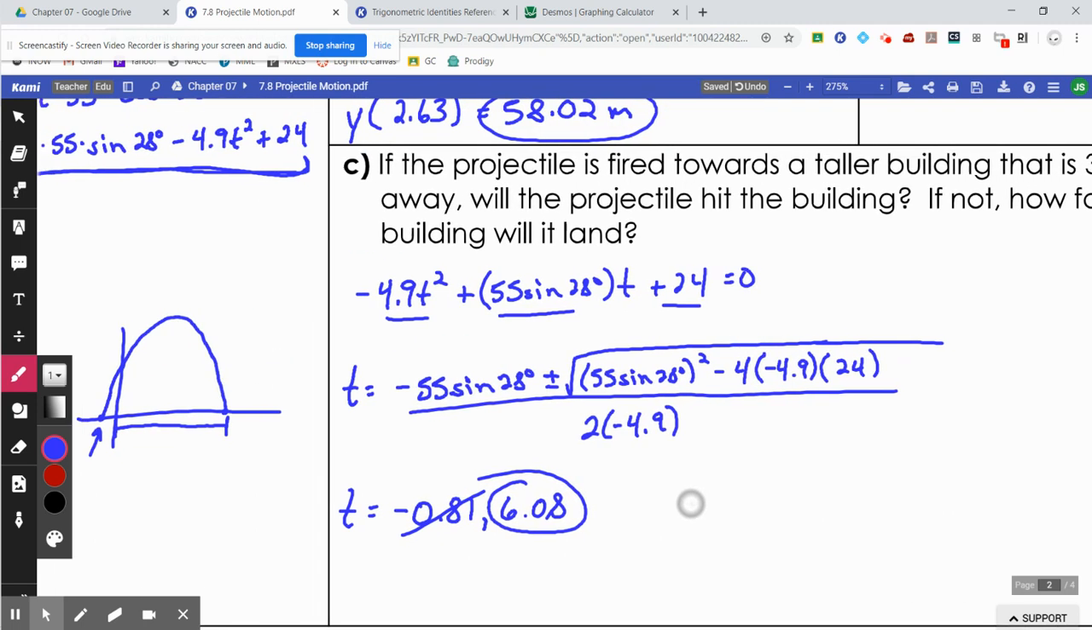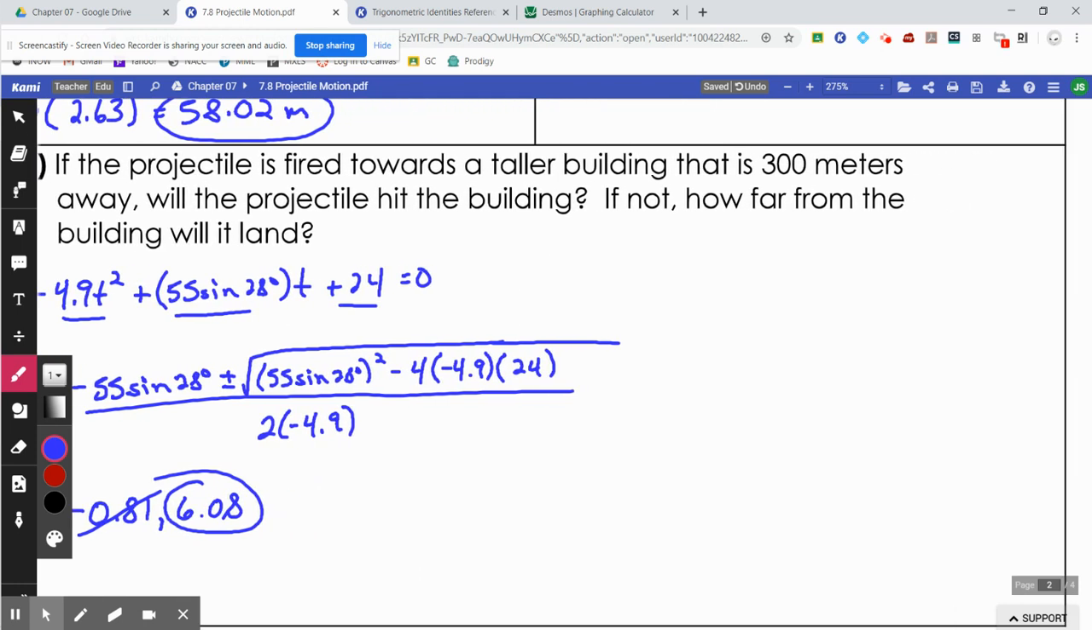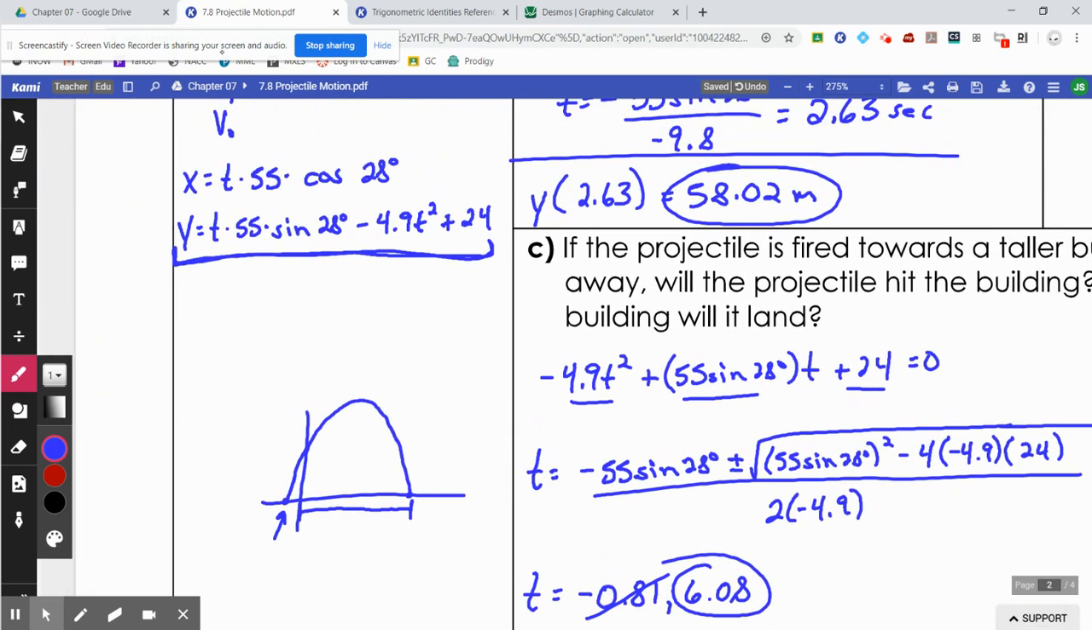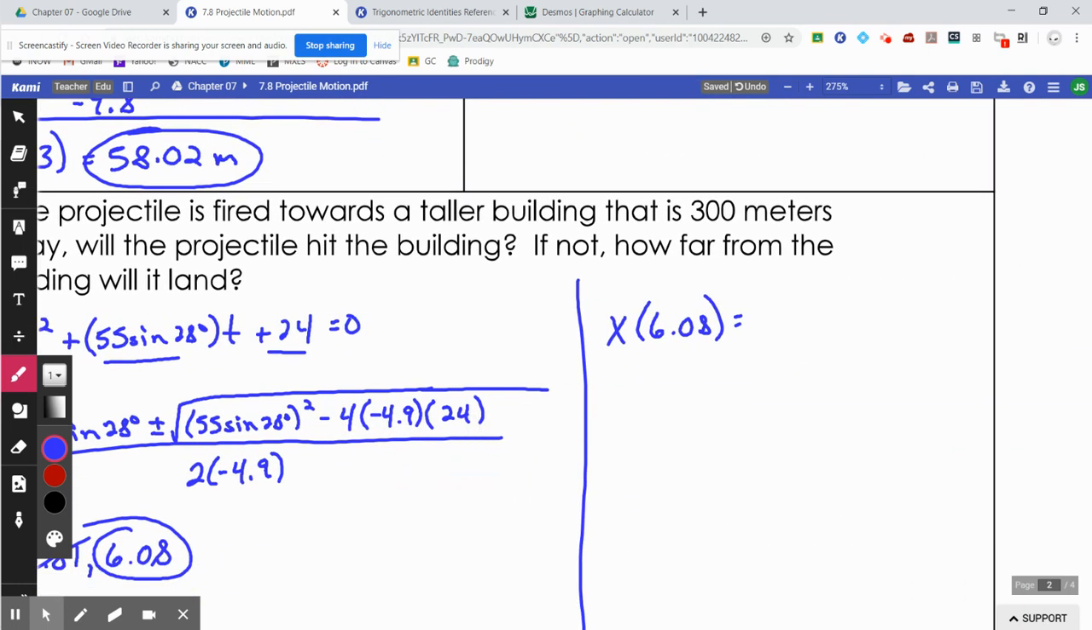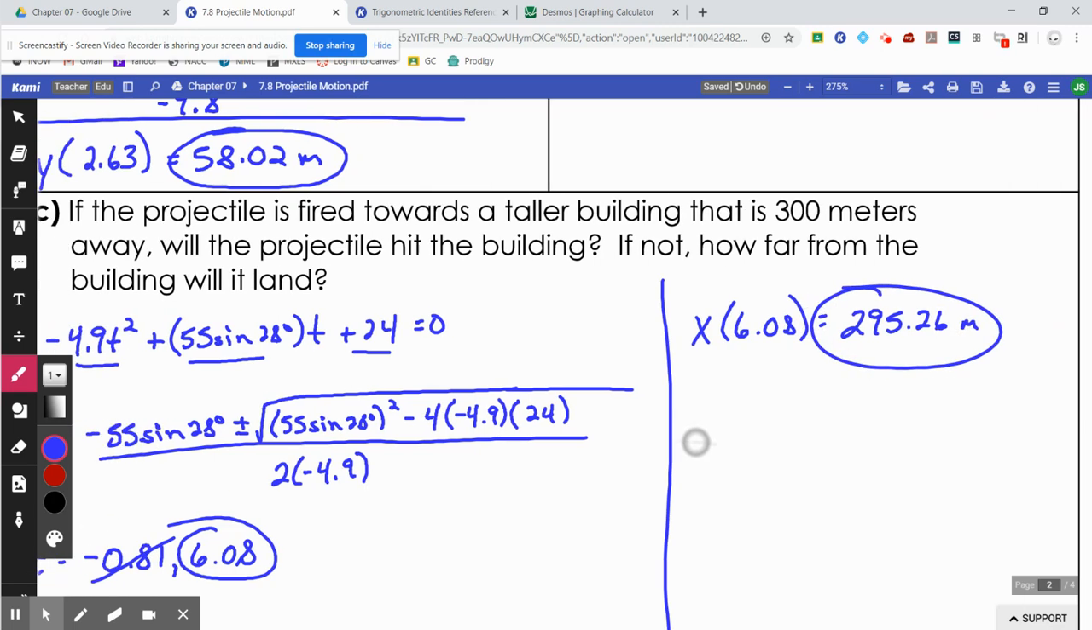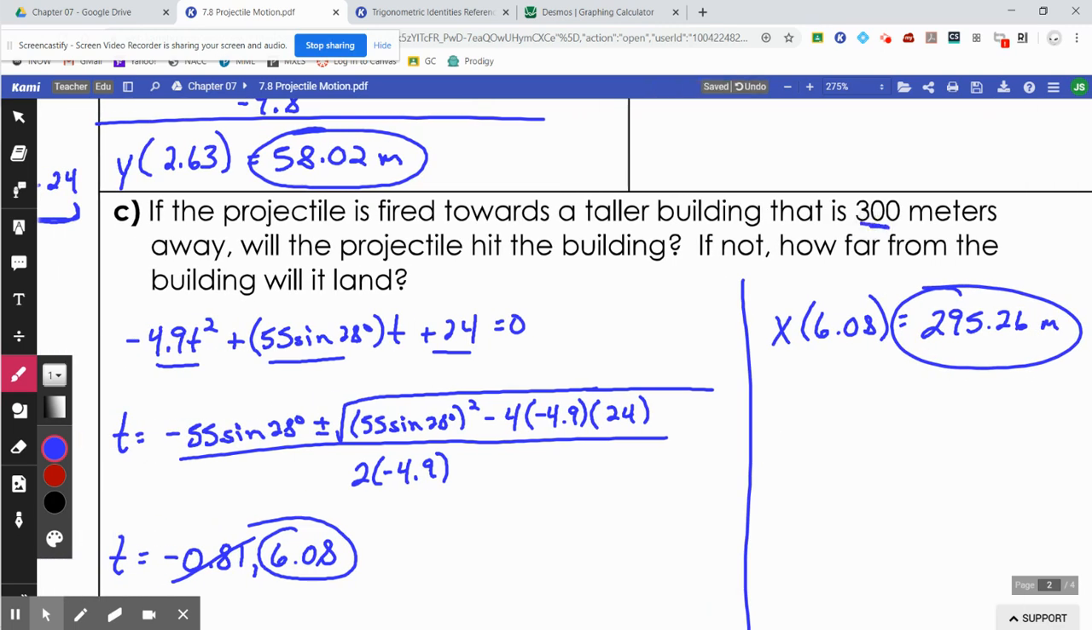So the next question is, how far does it go? That's an x value. We're finding the distance traveled till the time it hits the ground. How far did it travel in that 6.08 seconds? So what you're going to do now is take your x equation, plug in 6.08 for your t value, and you're going to find that the x value it travels is 295.26 meters. So the building was 300 meters away, so it lands 4.74 meters short of the building. It does not hit the building.